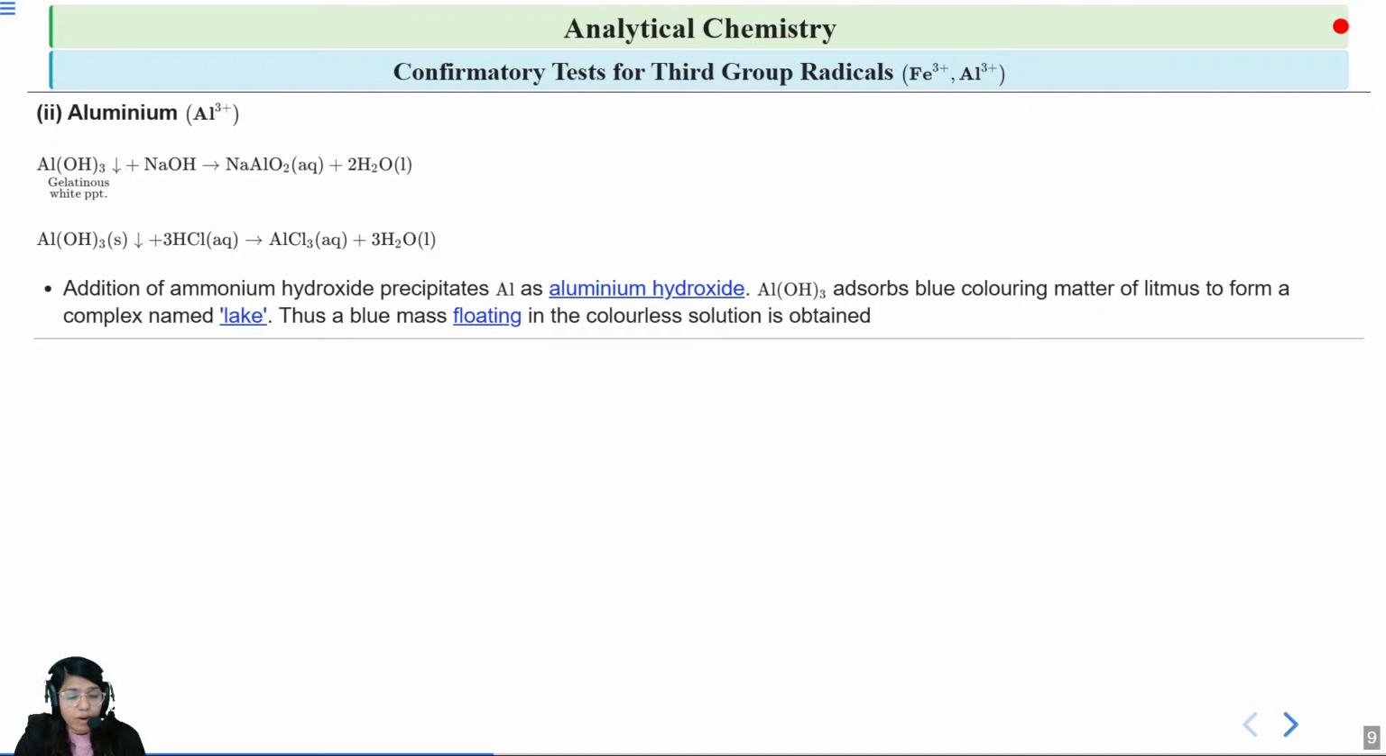Addition of ammonium hydroxide precipitates aluminum hydroxide, and this aluminum hydroxide absorbs the blue coloring matter of litmus to form a complex named lake. Thus, a blue mass floating in the colorless solution is obtained.